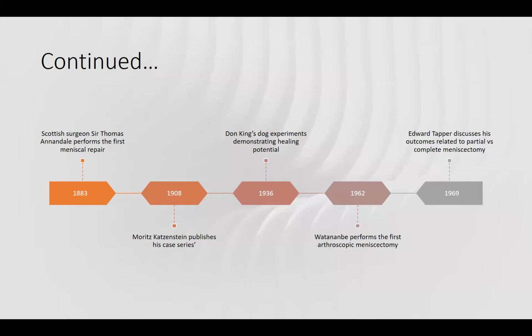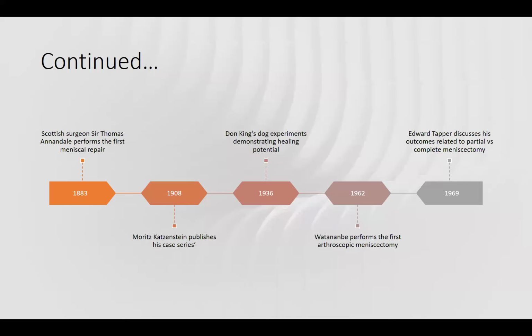As we fast forward closer to modern day, we can show some important milestones. Sir Thomas Annandale was noted to perform both the first ever meniscal repair and meniscectomy in the late 1800s. In the early 1900s, Kattenstein publishes his results pertaining to meniscal repair and radical resection, noting that in his albeit small cohort of patients, the repair group overall seemed to fare better, while those who underwent radical meniscectomy often suffered from pain and varus deformity at late follow-up.